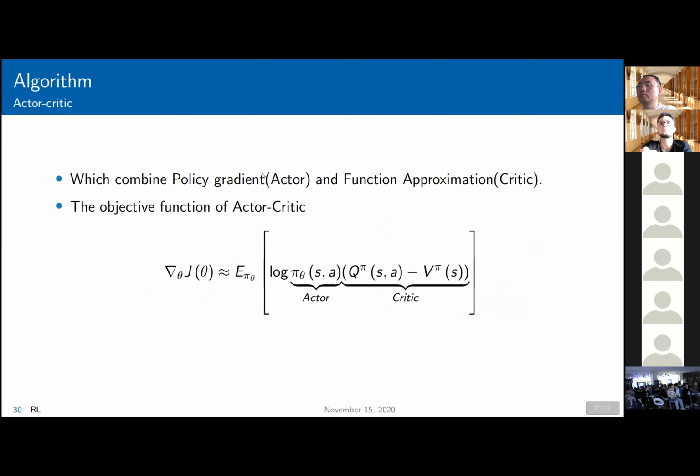So next is actor critic. There are two neural networks in the actor critic algorithm framework. One neural network is called actor: input state, output action, or the probability of each action. The other neural network is called critic: input state and action, output the state-action pair Q value. This algorithm combines the methods of policy gradient and function approximation.